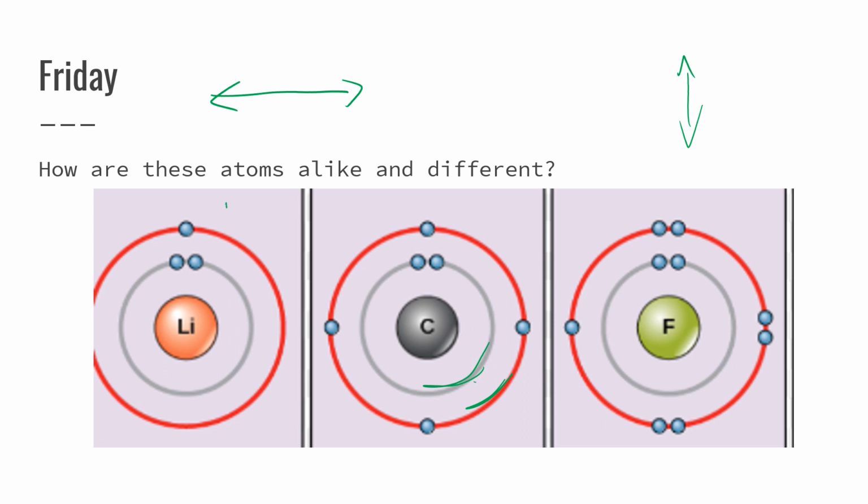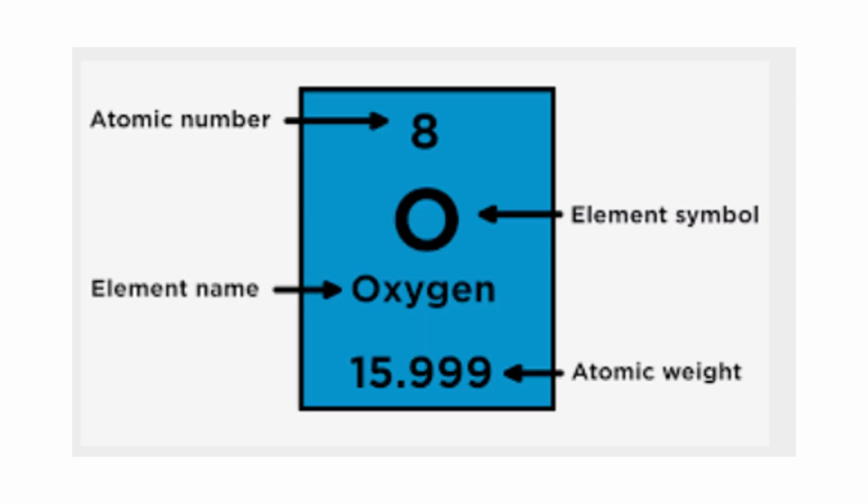Lithium is going to be in group 1. Carbon is going to be in group 14, because remember that if you have 4 valence electrons, you're in group 14. And fluorine is going to be in group 17 because if you look, it has 7 valence electrons. And this goes back to the previous slide that I explained to you.